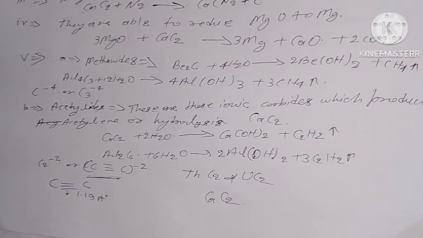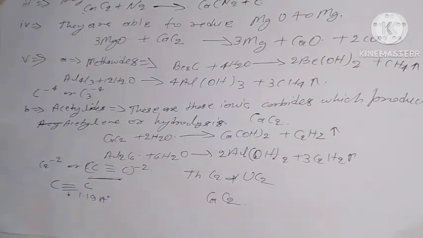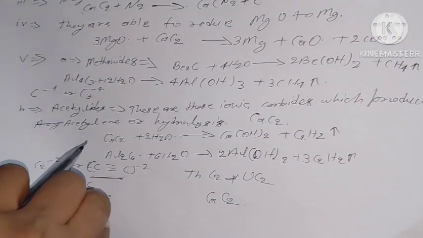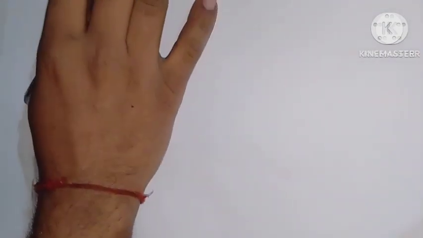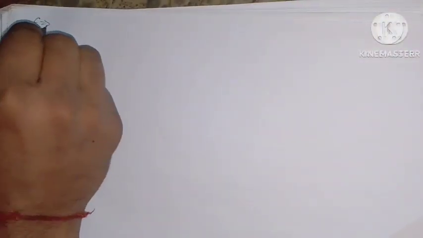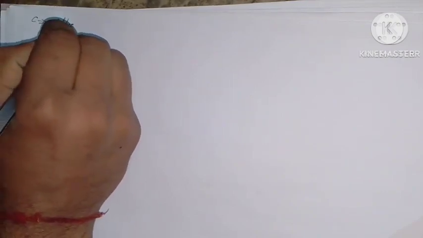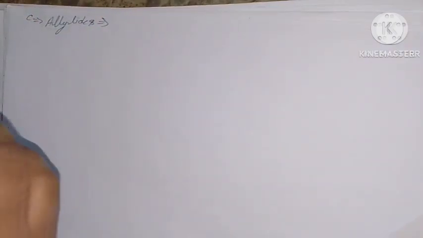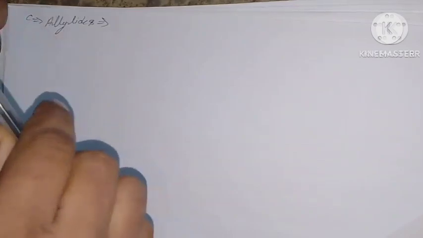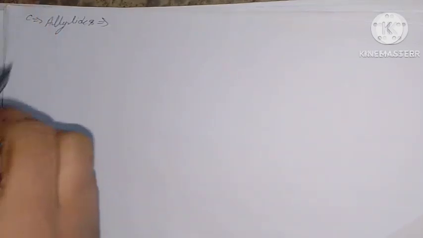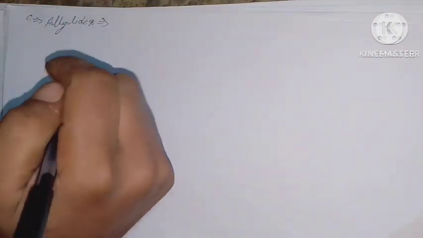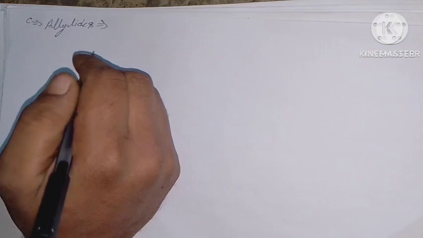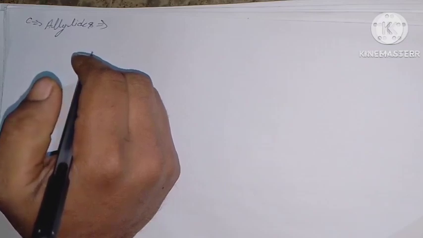Point C, allylides. The ionic carbides which yield allylene on hydrolysis are called allylides. Only magnesium carbide yields allylene on hydrolysis.